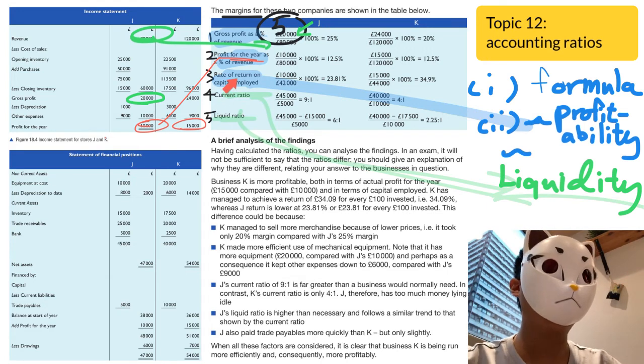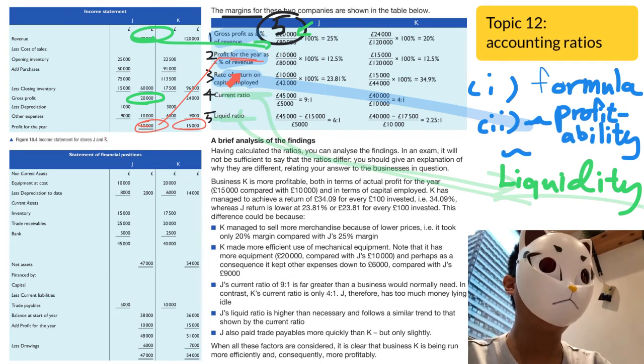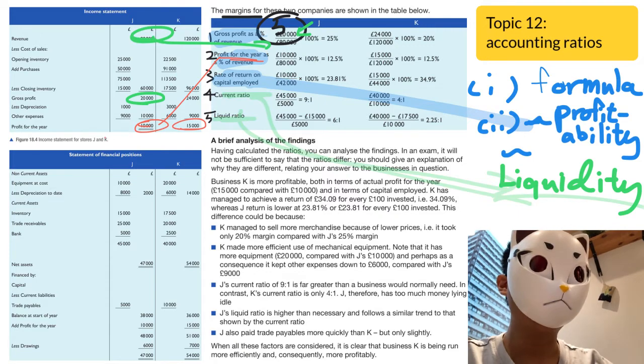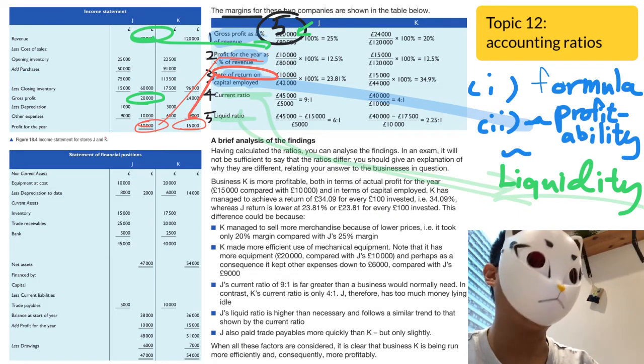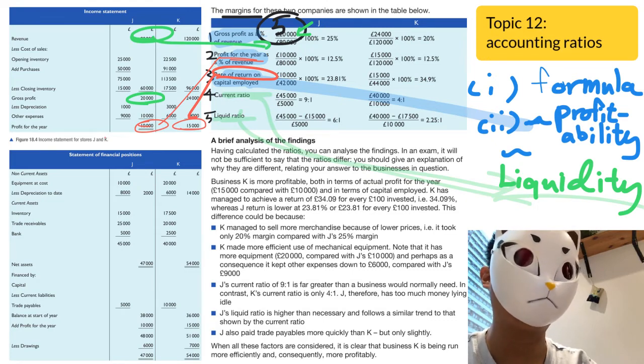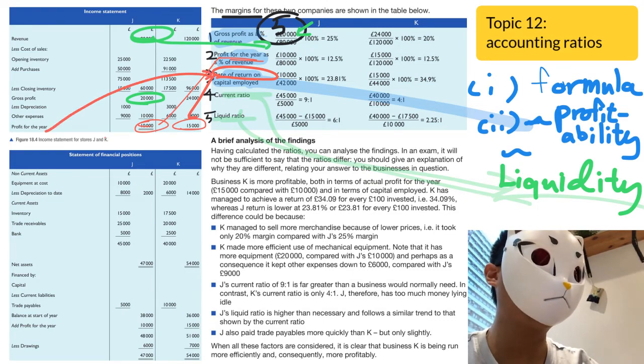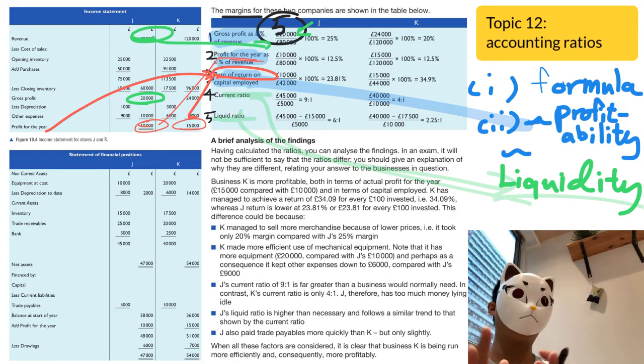Then we'll go to the third one. It's called the rate of return. The meaning of rate of return, that means net profit. So I think you should mark it down. Profit for the year means the net profit, or we call it the rate of return.